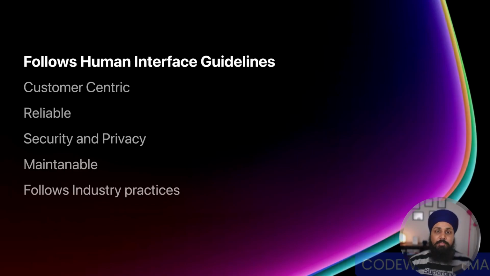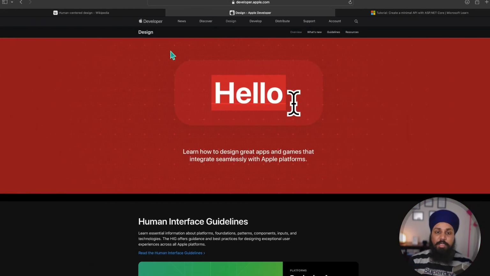First and foremost, which I believe is the most important thing while building any app, is the human interface guidelines, which are really important if you are building apps. Let's quickly have a look at the human interface guidelines.